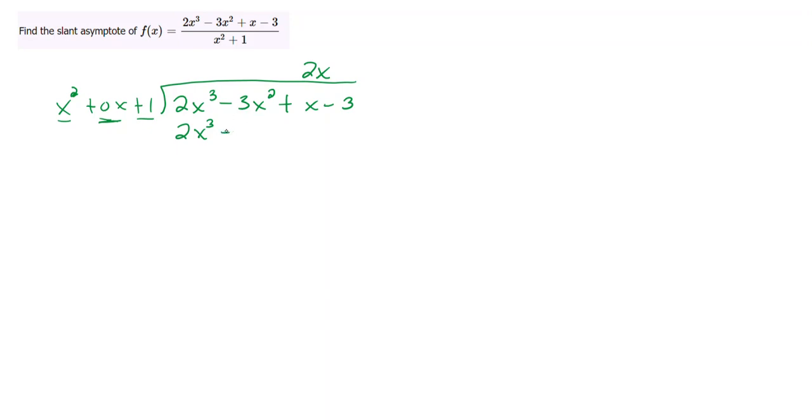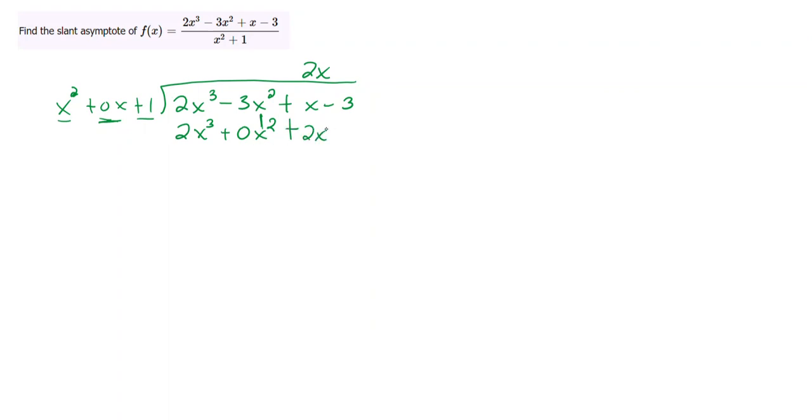So let's do this. Let's say plus 0x squared. Doesn't really matter that it's x squared, does it? It's just so I can keep those guys lined up, is the only reason I did that. And then the last one, 2x times 1 would be 2x.